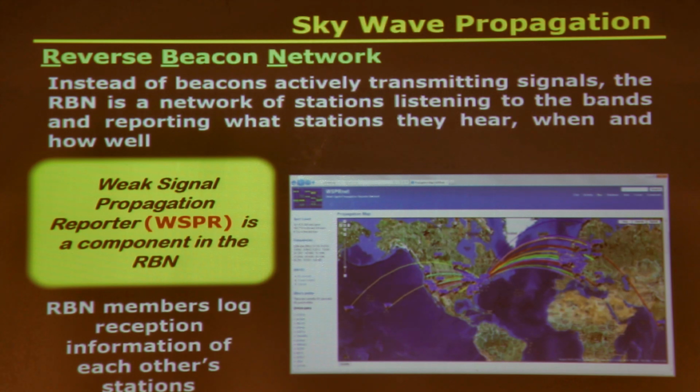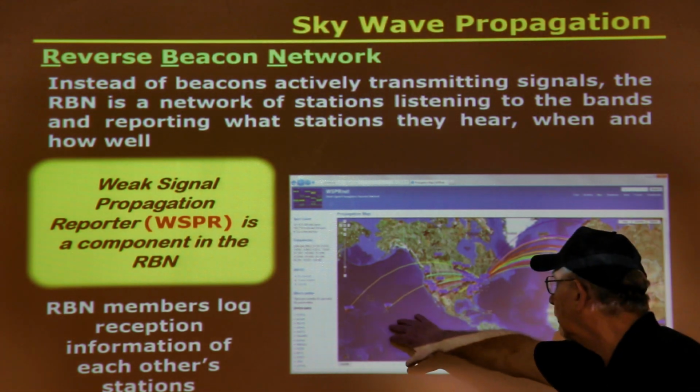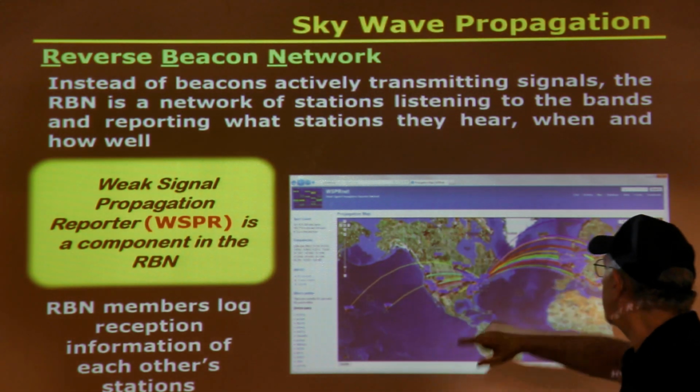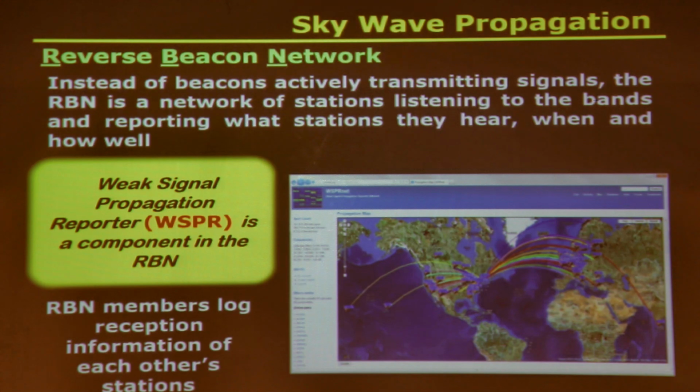See right here, propagation is pretty good here, and propagation is pretty good here. Not much communications up in the north, though. So looking at the reverse beacon network is a nice way of being able to tell what bands are open, what you should listen for, and where you should expect to hear signals from.